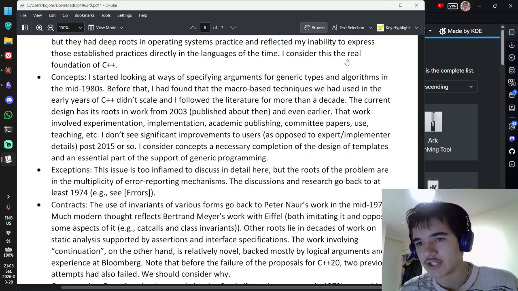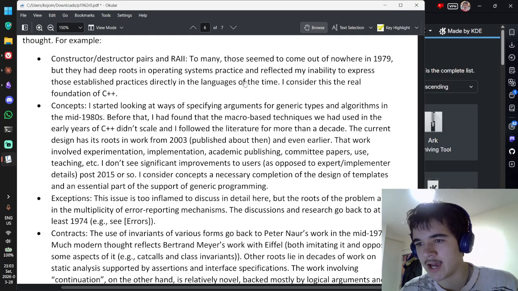Very interesting. Constructor slash destructor pair, RAII, resource acquisition is initialization. To many, those seem to come out of nowhere in 1979, but they had deep roots in operating systems practice and reflected my inability to express those established practices directly in the languages of the time. I consider this the real foundation of C++.